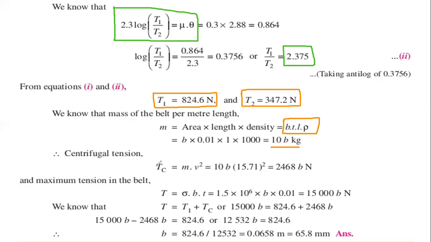Then we have to find the centrifugal tension, that is Tc is equal to m v square. So the centrifugal tension Tc is equal to m v square. We know the value of m, that is 10b, and v square, where v is 15.71. So in total we got the value as 2468 b.